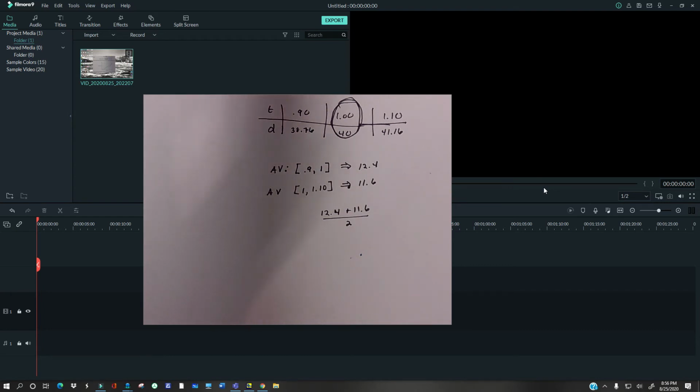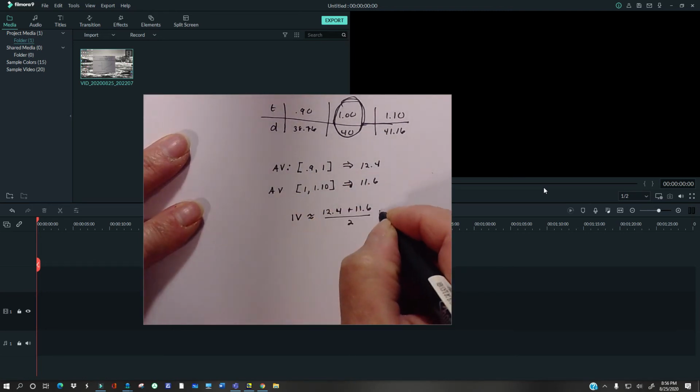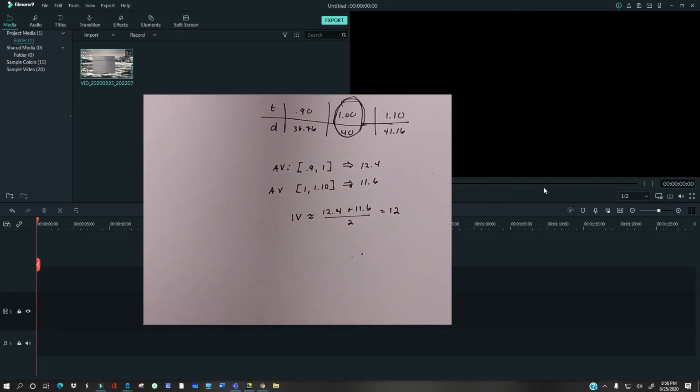So 12.4 plus 11.6, right? Divided by 2. 24 divided by 2, so it's 12. So what I can say is that the instantaneous velocity is approximately 12. Capiche? Now let's look at something else.